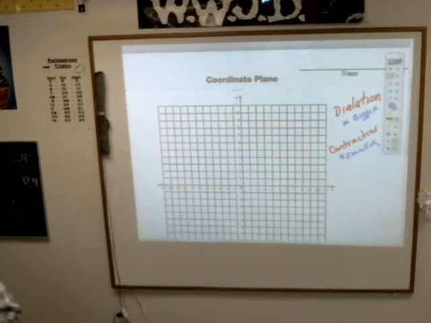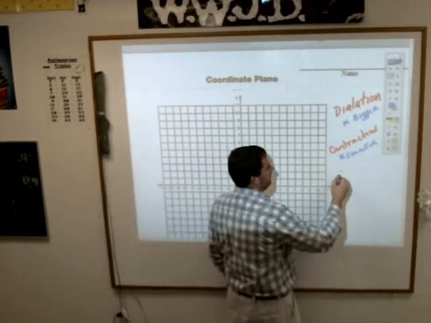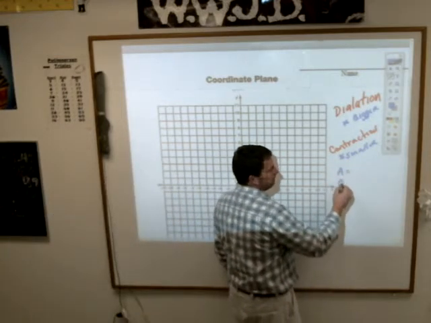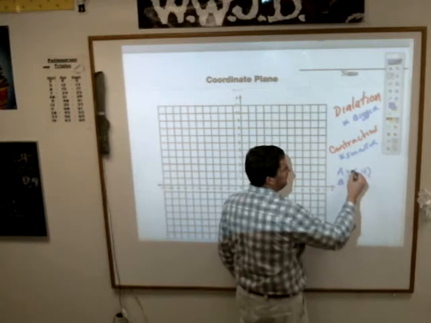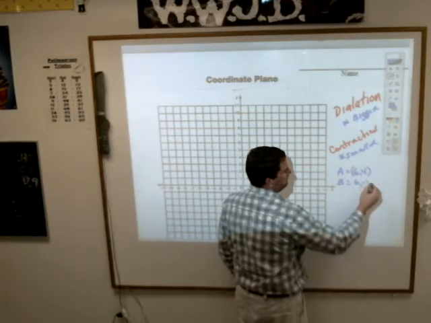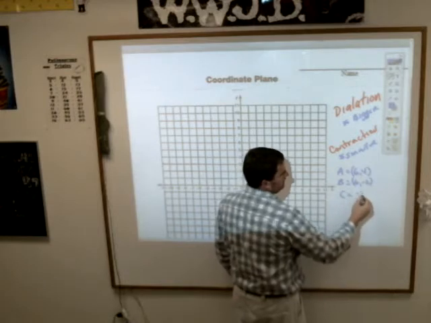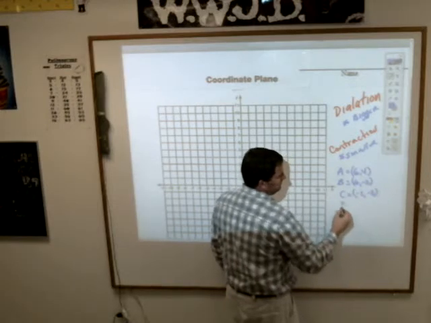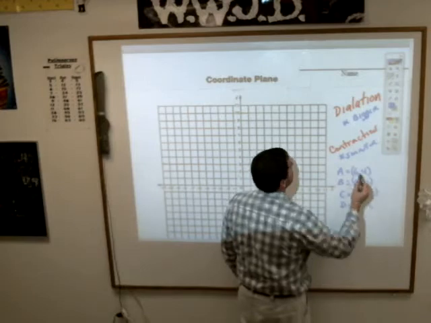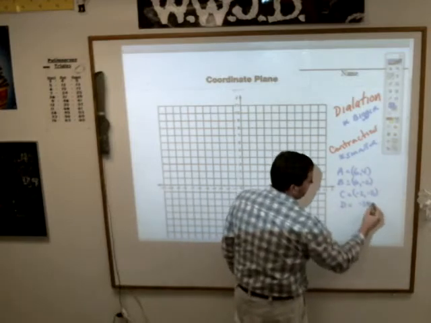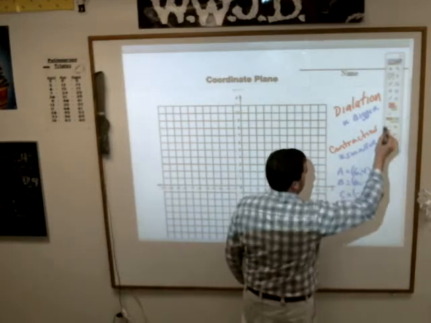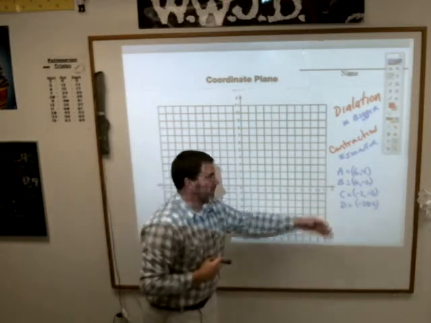Question number 8 says, on a coordinate plane, draw a rectangle ABCD with A at 6, 4, B at 6, -2, C at -2, -2, and D at -2, 4. Somebody read that off for me. What was A again? 6, 4. B was? 6, -2. C was? -2, -2. And D was? -2, 4. Okay, that means we are going to draw this shape with those points there.